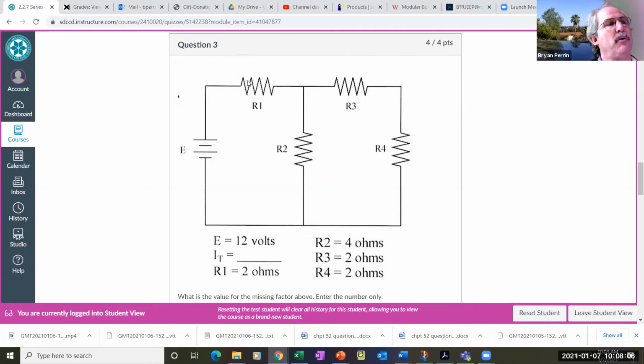So if I have 2 ohms here and 2 ohms of effective resistance here and 12 volts applied, what's my current flow? 3. 3. You got it.